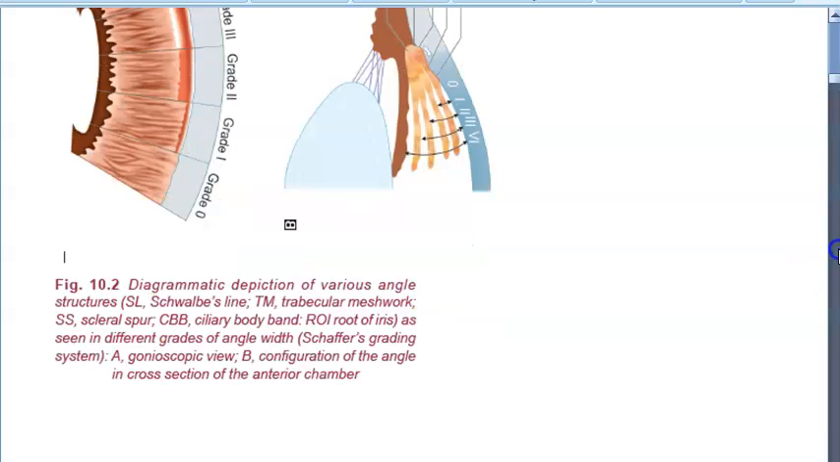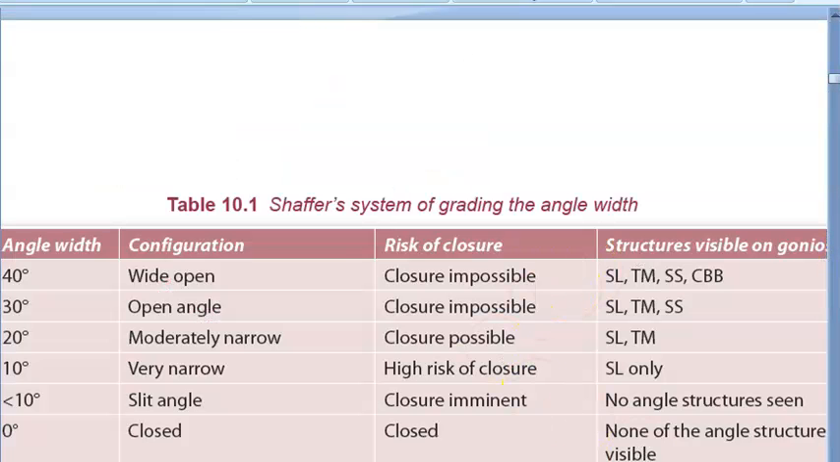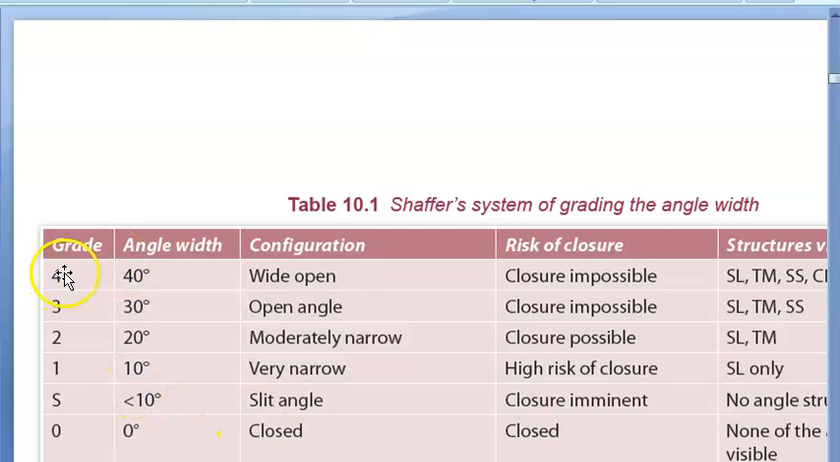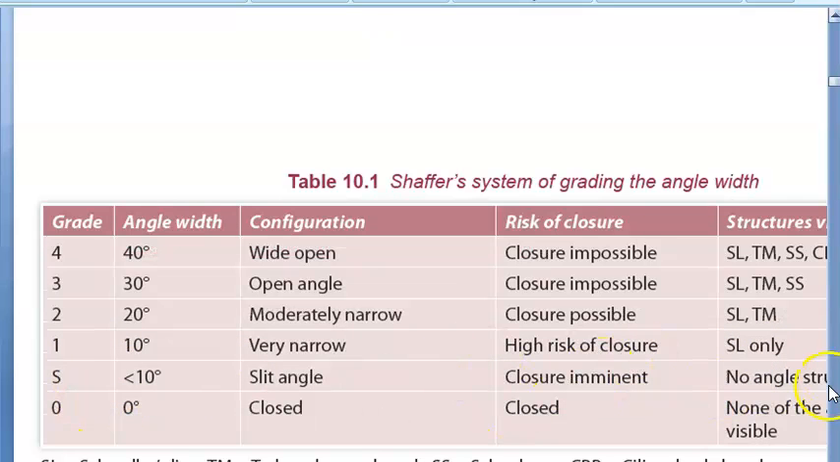So that is the Shaffer system of grading. Here 4 means 40 degrees wide open, it will not close. 3, 30 degrees, it will not close. 2 means you can see only 2 things, that is the Schwalbe's line and the trabecular meshwork. 1 means you can see only the Schwalbe's line. So there's high risk of closure. If you cannot see anything, that means the angle is closed, right?